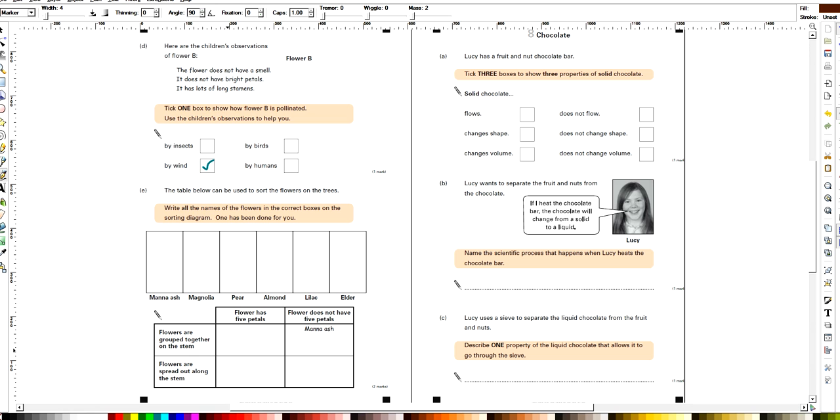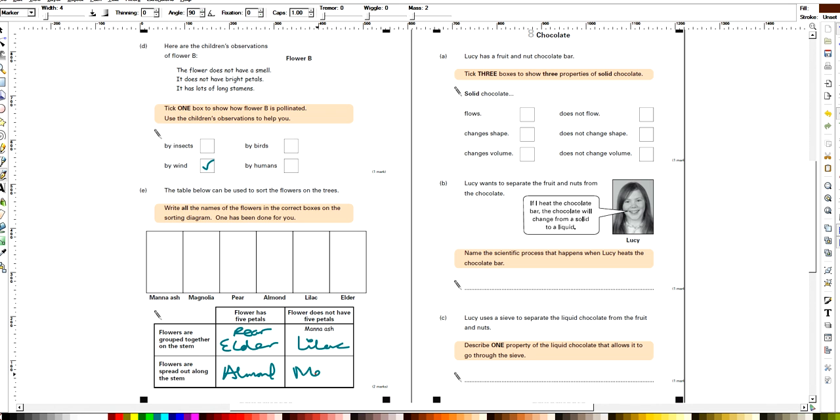So what we can do here, I can tell you where the answers should have gone if you could see the pictures. So the pear and alder go here. Elder. Okay, almond will go here. Look at the top. Lilac will go here. You can't see the plants that are missing. I'm just telling you where the answers would have gone if you could see them.